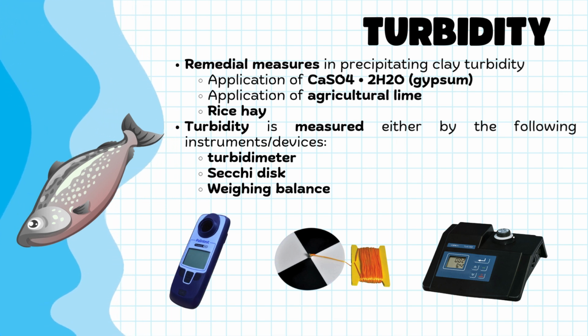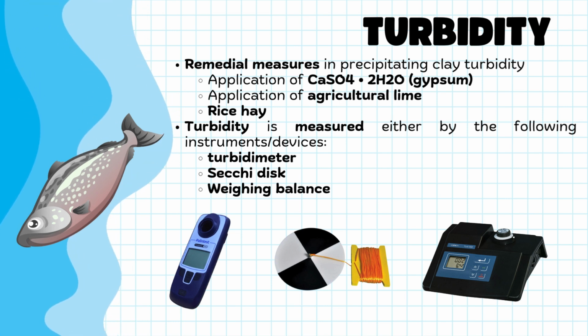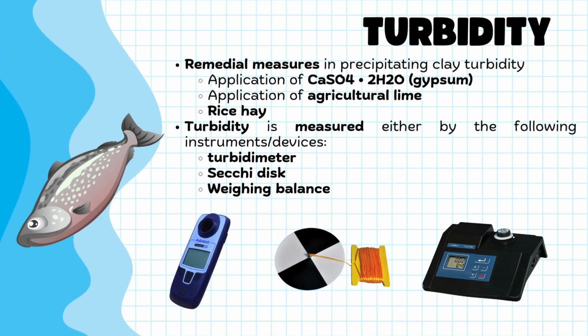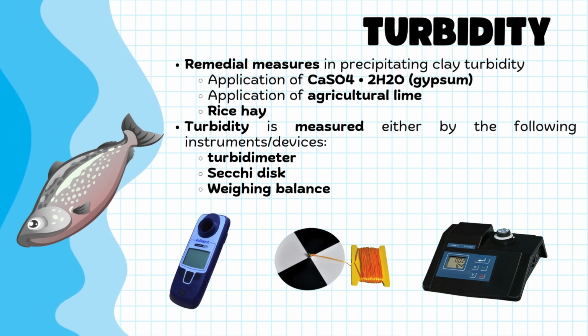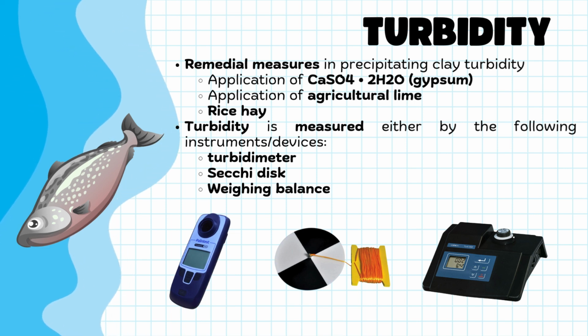Another one is the application of agricultural lime, around 500 to 600 kilograms per hectare, which helps precipitate suspended solids, improving water quality. Lastly, the application of rice hay, around 500 kilograms per hectare, effectively reduces turbidity by promoting particle settling.